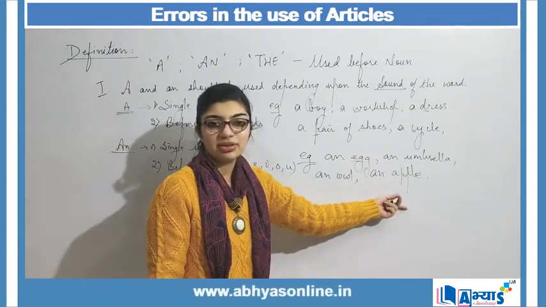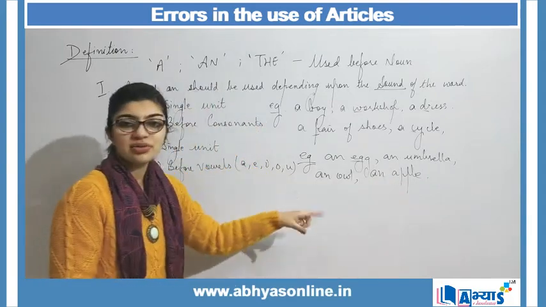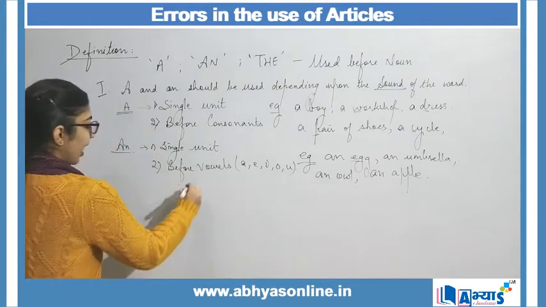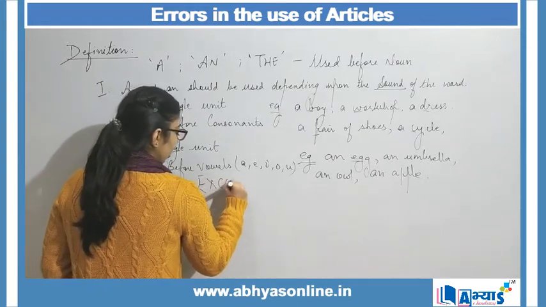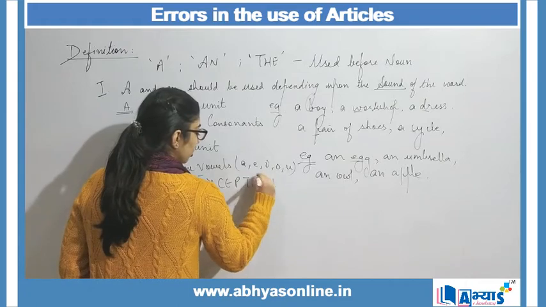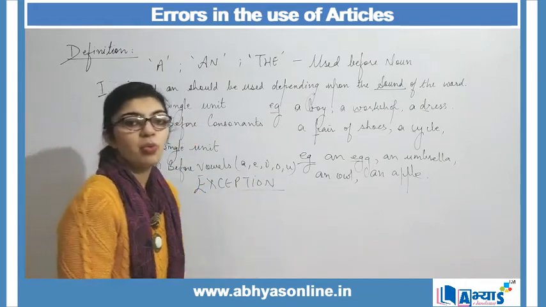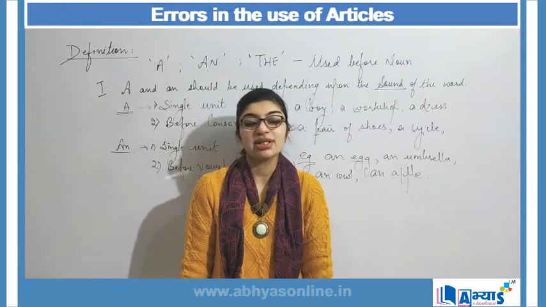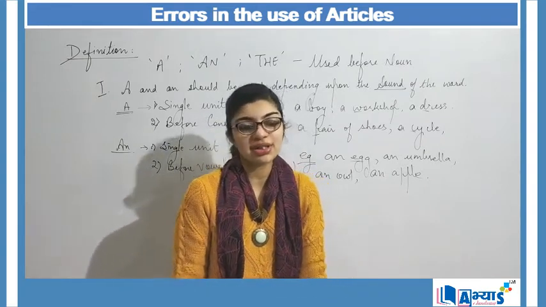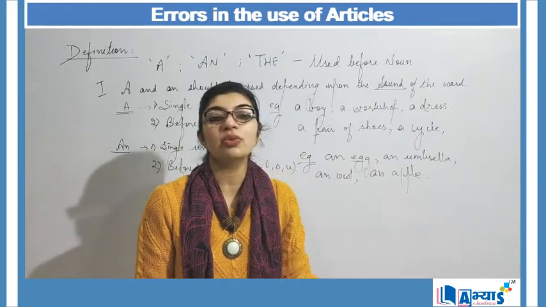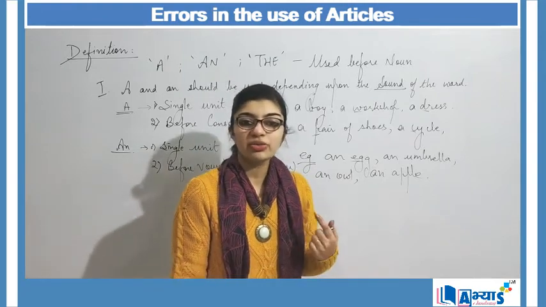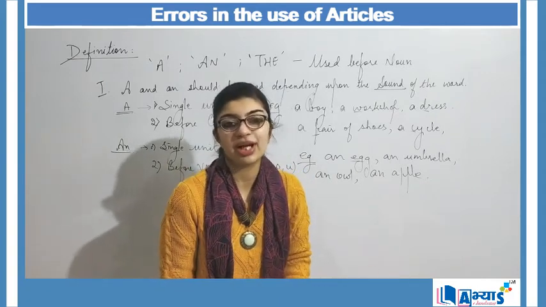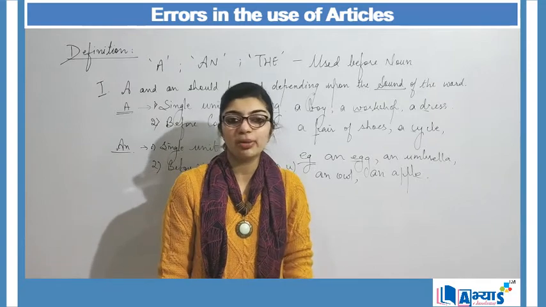I say apple, a. So all these are the sounds of vowels, so I am using an before them. Now comes my exception. And what is my exception? That there are some vowels which sound like consonants, and there are some consonants which sound like vowels. So according to the sound, we focus on the sound, and thereby we make use of the article a or an depending upon the sound.